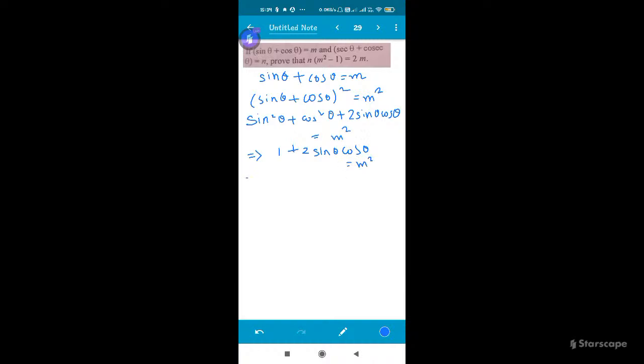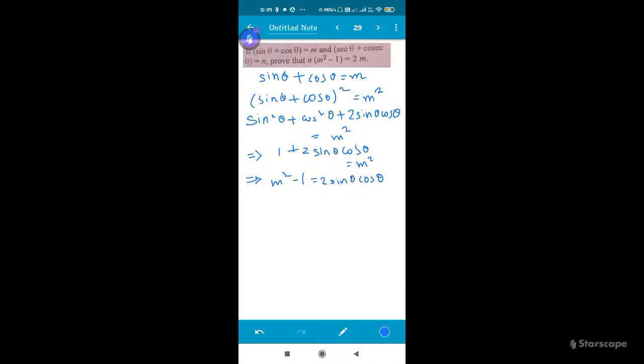So now if I take this 1 to the other side, why am I taking 1 to the other side? Because we have m square minus 1. So if I take 1 to the other side, it will become m square minus 1. This is the reason I am doing it. So m square minus 1 will be equal to 2 sine theta cos theta.